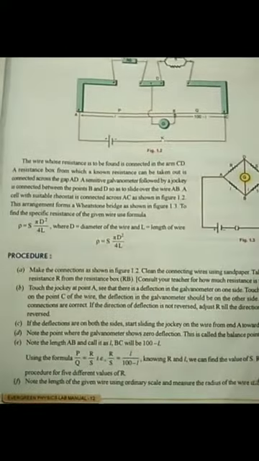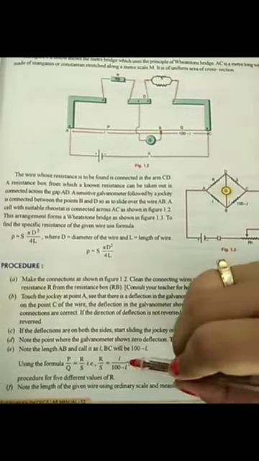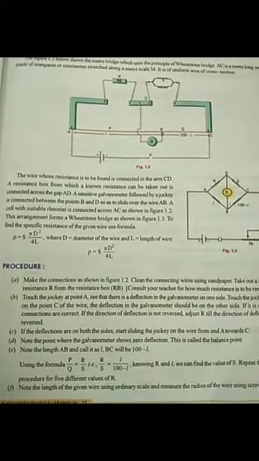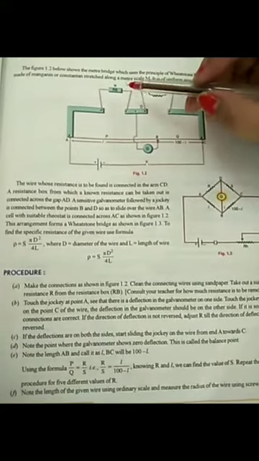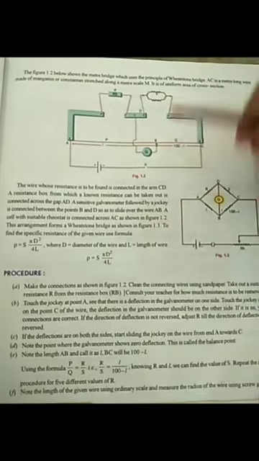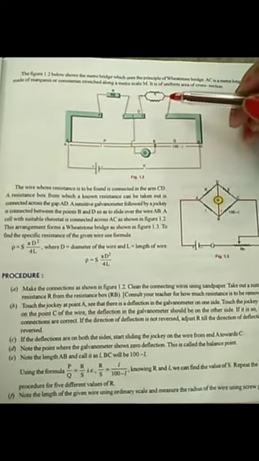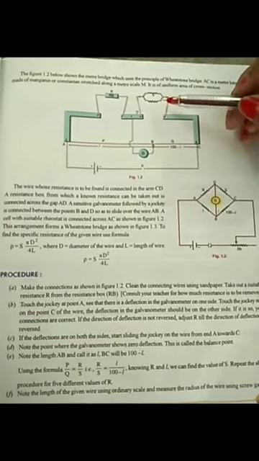Using this relation, we can calculate the specific resistance with the help of the formula given here. Here L denotes the balancing length in the meter bridge. So L divided by 100 minus L is equal to R by S. Using this formula, we will calculate the unknown resistance S. Here R denotes the resistance in the resistance box and S denotes the unknown resistance we have connected in the first gap.